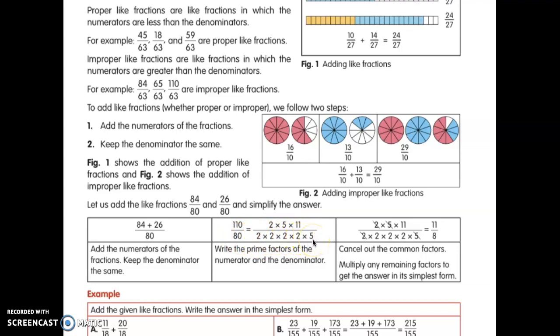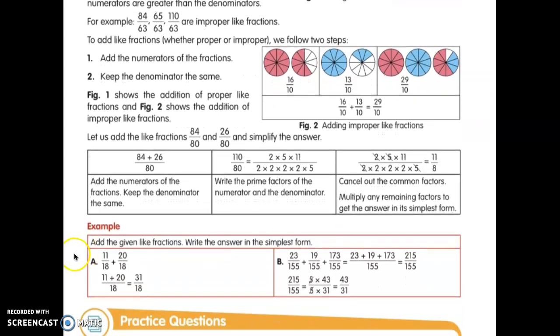Now we need to simplify 110 over 80. So we need to cancel out the common factors, which are 2 and 5. The remaining factor in the numerator is 11, and in the denominator we have 2 times 2 times 2, which is equal to 8.